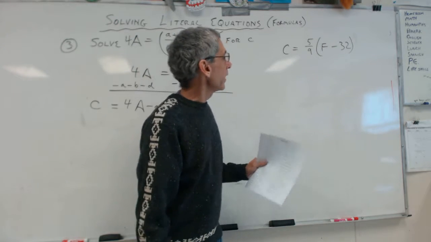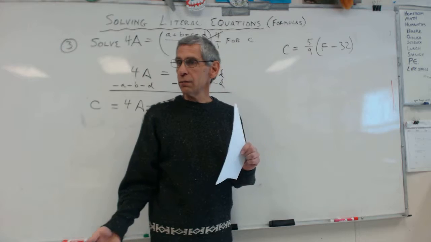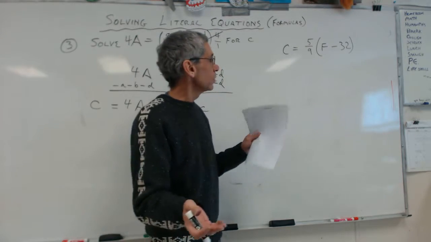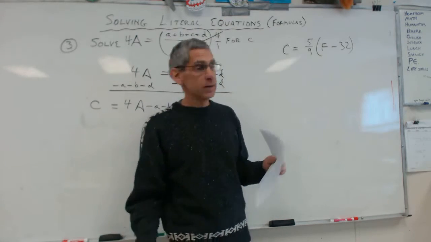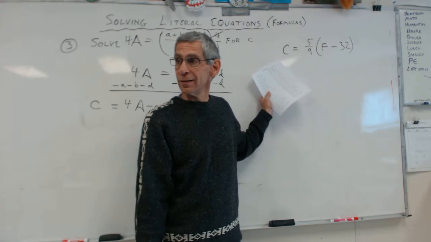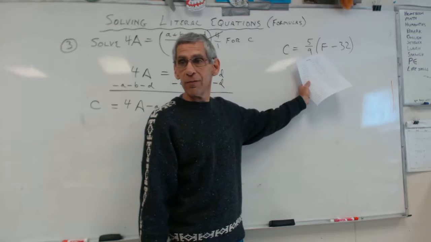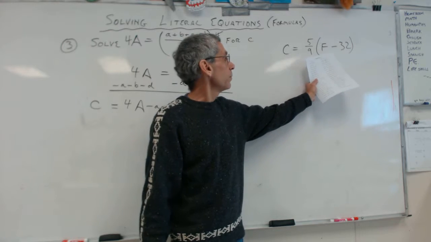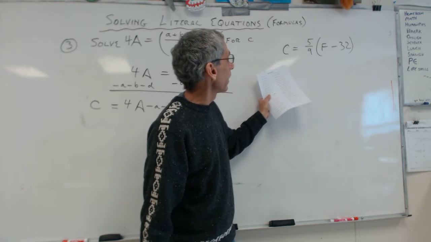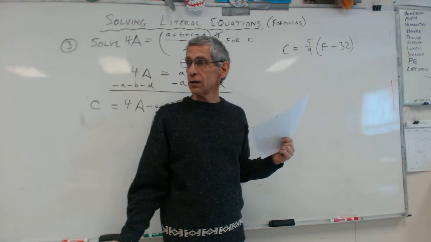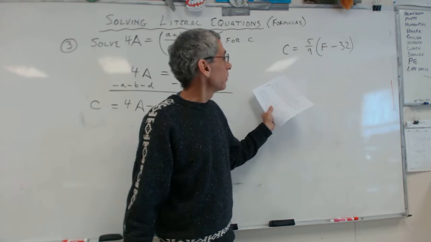If I know how cold it is, if it's 20 degrees Fahrenheit, I can figure out what that is in Celsius, right? By just plugging in the F, putting 20 in F, 20 minus 32, multiply that times that, and it would be a negative number, right? That would be my Celsius.